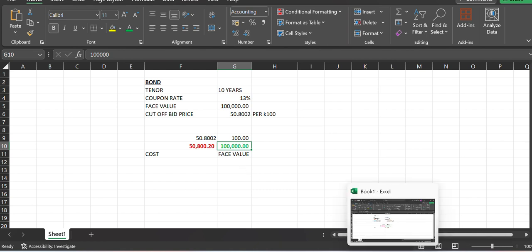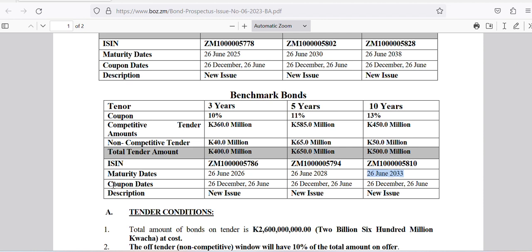But that is not all. If you see, there are also coupon dates. So meaning that between now, June 2023, and June 2033, every 26th December and every 26th June, you will be getting coupons. The way the coupons are calculated, it's a percentage of the face value. So in this particular case, it will be 13% of the face value.